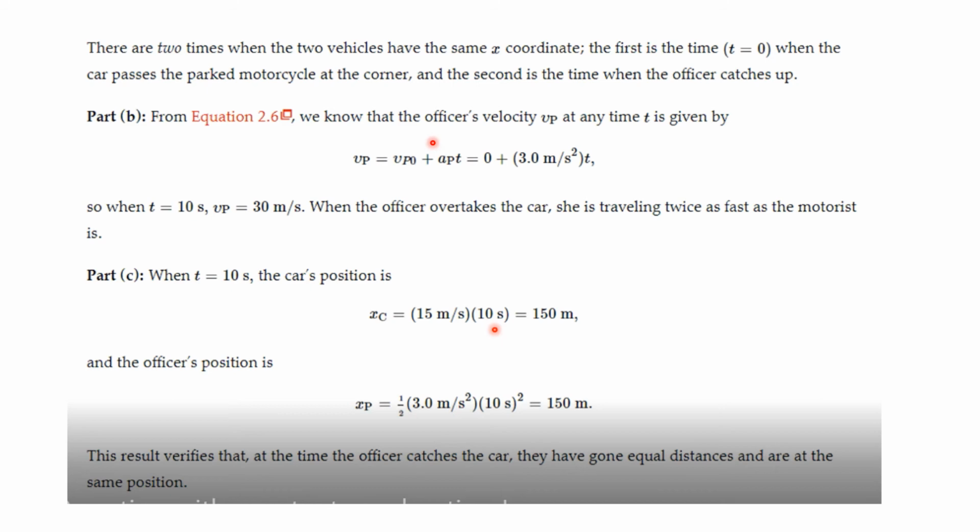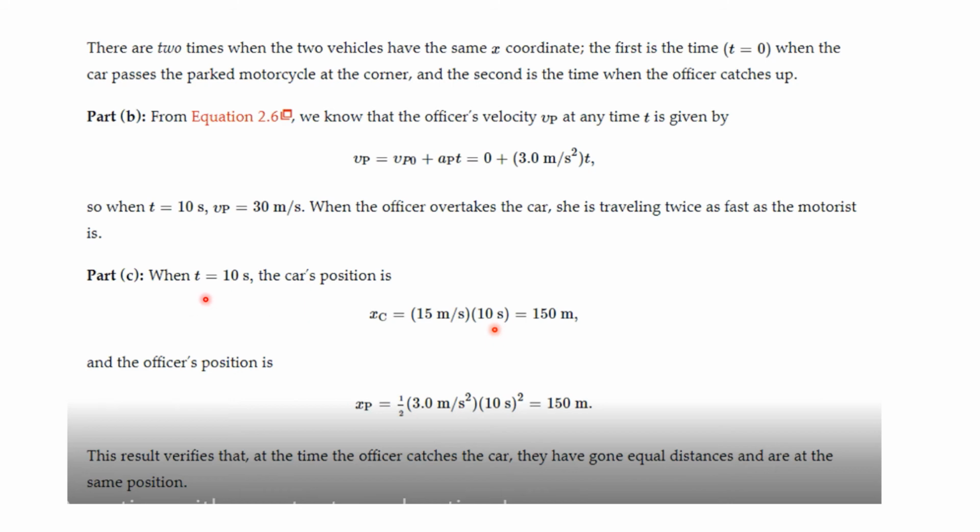Now there was a part B. We know that the officer's velocity v sub p at any time t is v sub p initial plus the acceleration times the time. And when t is 10, we put 10 in there, and it's 30 meters per second. So when the officer overtakes the car, she is traveling twice as fast as the motorist is.